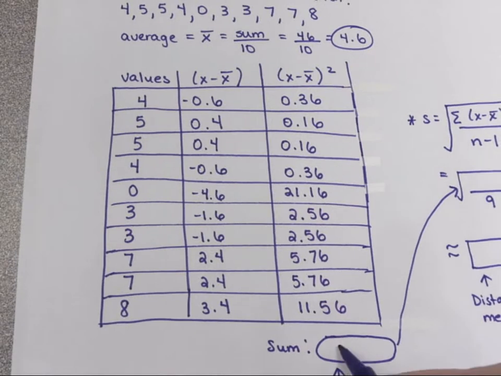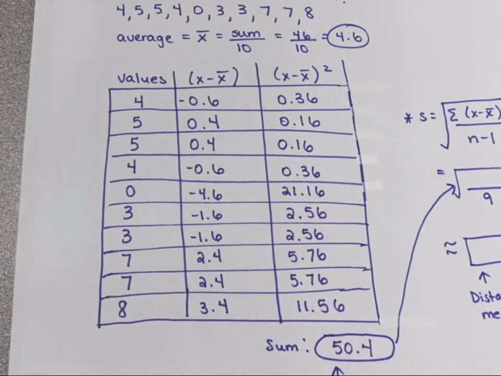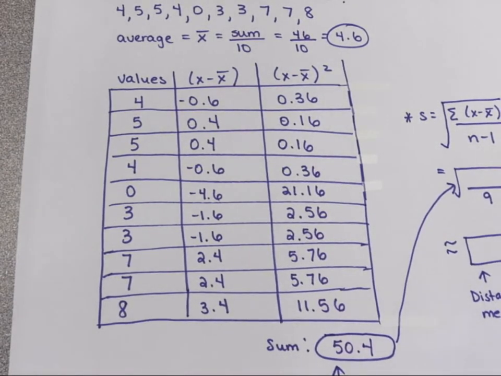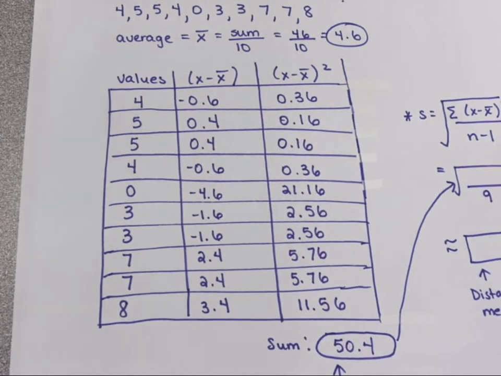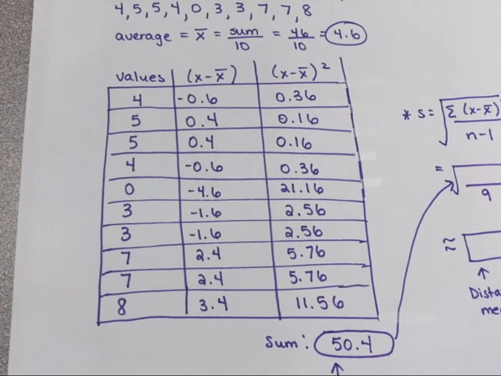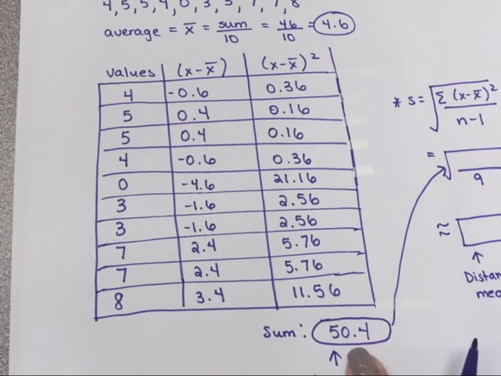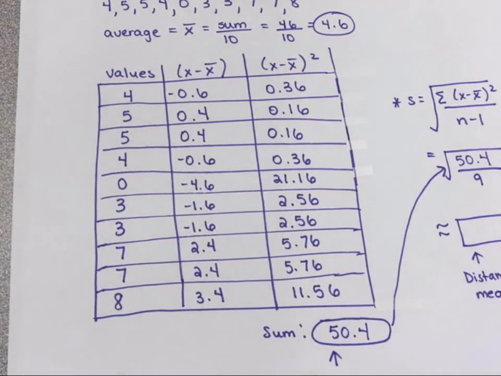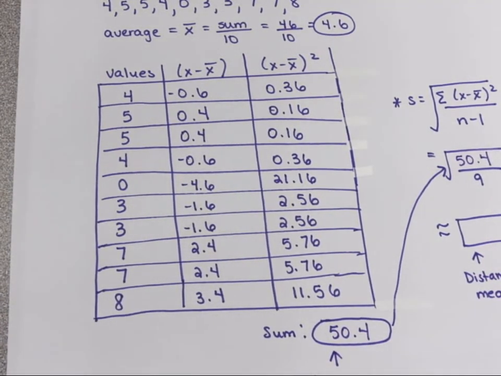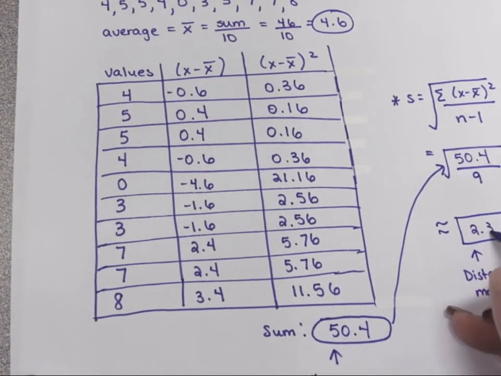If you add them all up, you get 50.4. So the point of the table is purely organizational, because what we need for our formula for standard deviation is the sum of all the differences between the x's and the mean squared. That's what this gave us, and that is what's going to go in our formula. I set that up for you last time. And then if you take the square root of 50.4 divided by 9, you're going to get about 2.37.